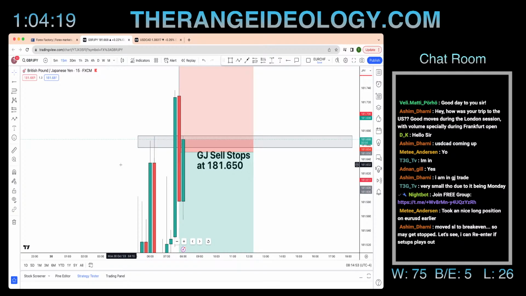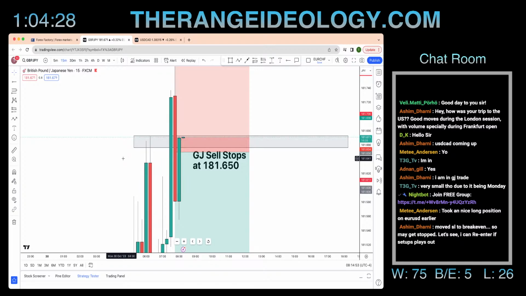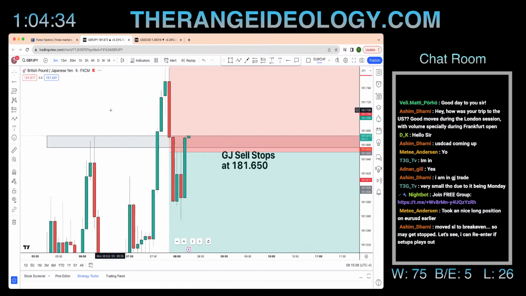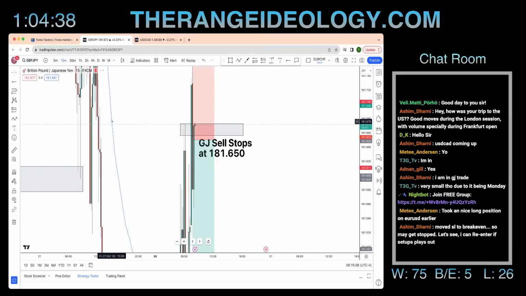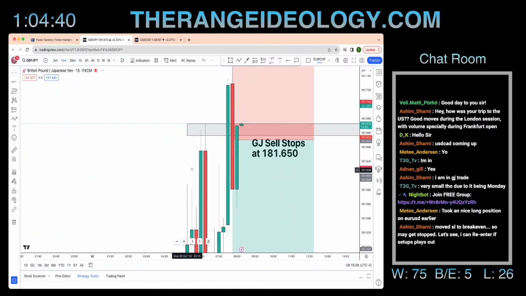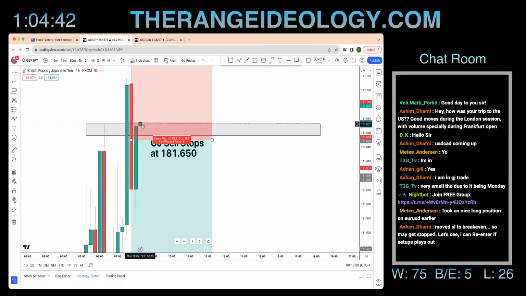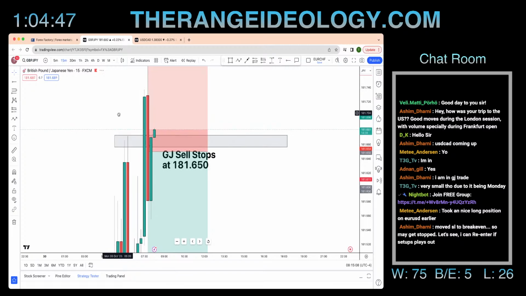Move SL to break even. So maybe I may get stopped out. Yep, it is back in drawdown, so it would be stopped out if you did move the SL to break even. And let's see if I can re-enter setups, if the setups play out. Yep, that's perfect. I hear you on that one. Right, and GJ here again. Close 15-minute, the candle in drawdown against us, of course.